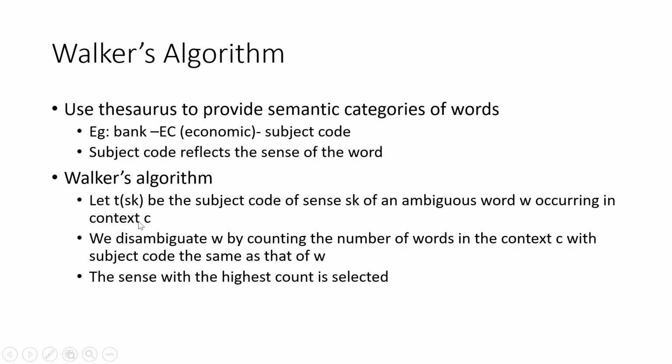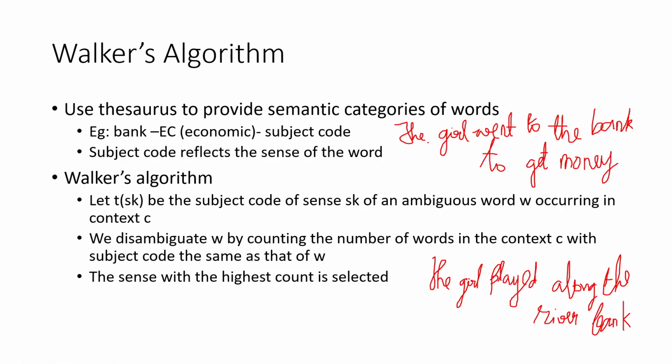And what Walker's algorithm does, to find the proper sense of a word, is it tries to find out if the other words in the context in which the current word occurs have a similar semantic category. Okay, say for example, let us say these are the two sentences we have with bank having different senses. The girl went to the bank to get money, and the girl played along the river bank. So let us say we want to disambiguate this bank.